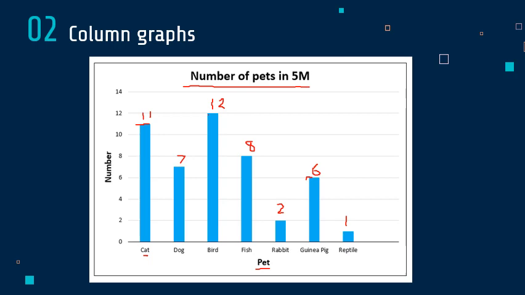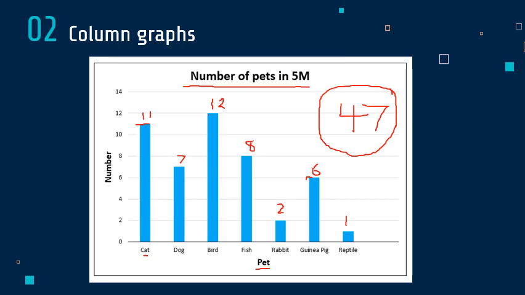So here 11 plus 7 is 18, plus 2 is 20, plus another 10 is 30, plus 8 is 38, plus 2 is 40, plus 6 is 46, plus 1 is 47. So we're talking about 47 animals altogether, and that's the total number of data values in that data display.